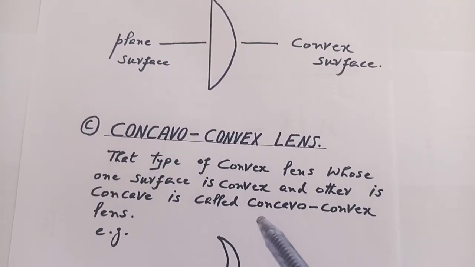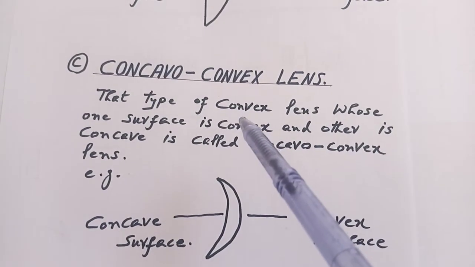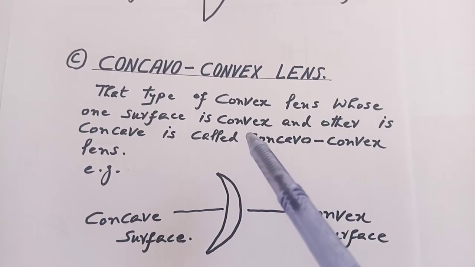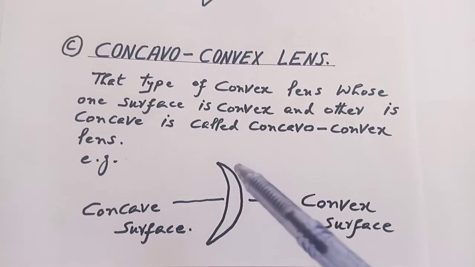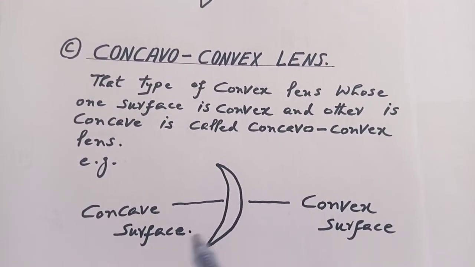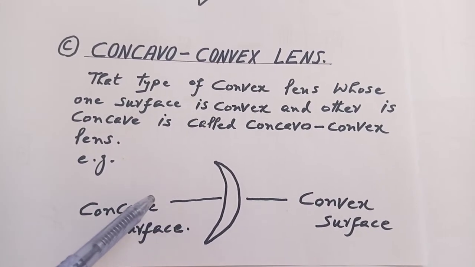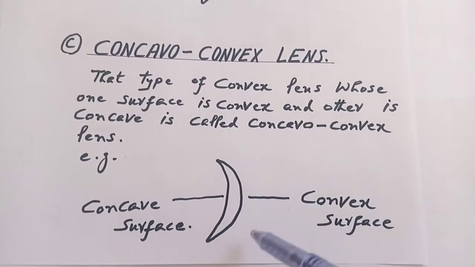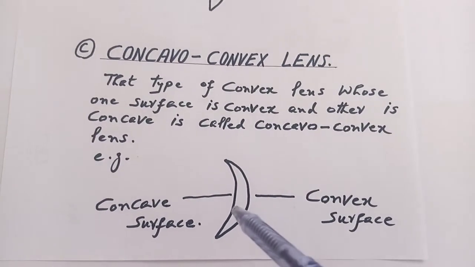Then the third type of convex lens is concavo-convex lens. That type of convex lens whose one surface is convex and other is concave is called concavo-convex lens. Now this is a concavo-convex lens. This surface is convex surface, but this surface is concave surface. This is concave and this is a convex surface. So this is called concavo-convex lens. This is third type of convex lens.